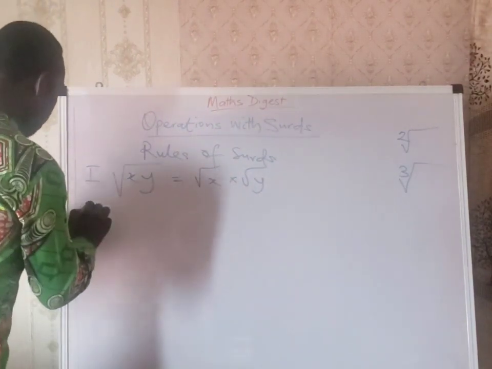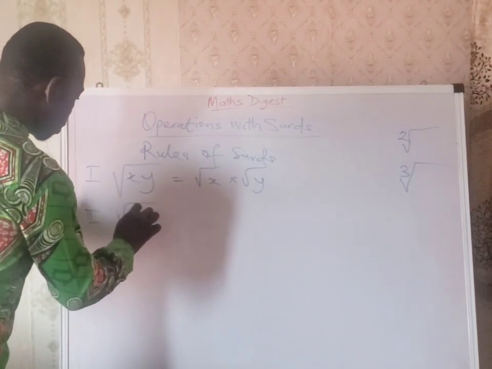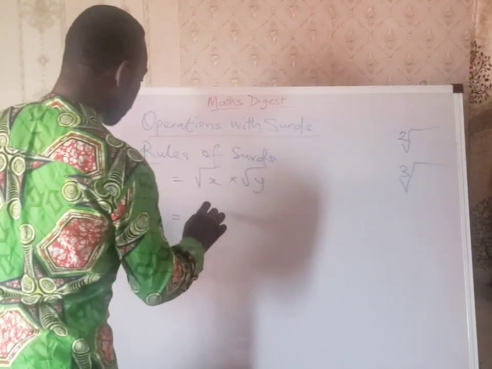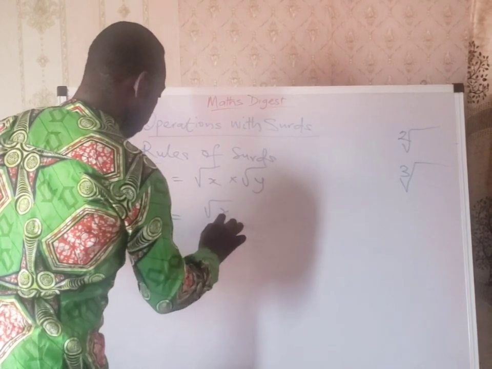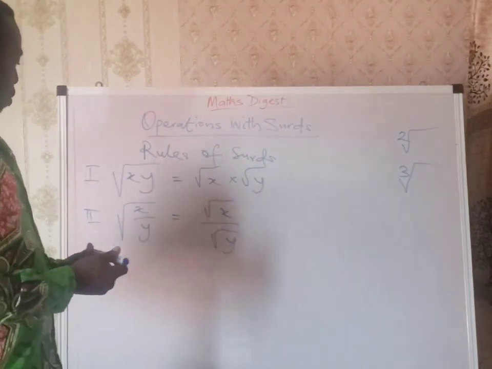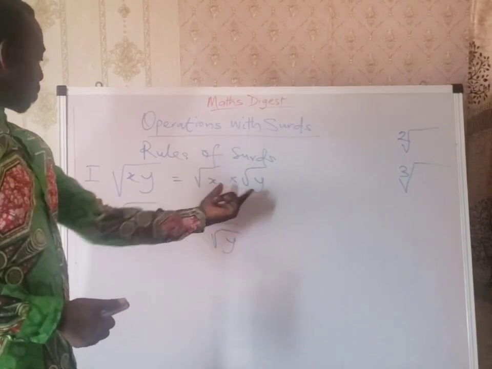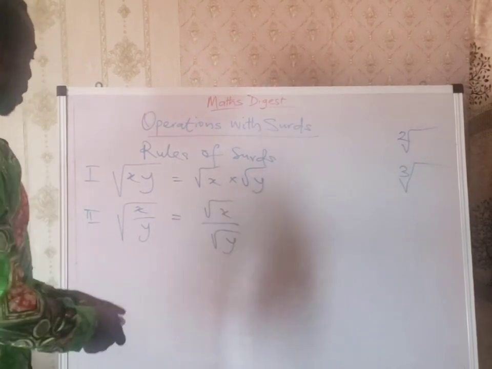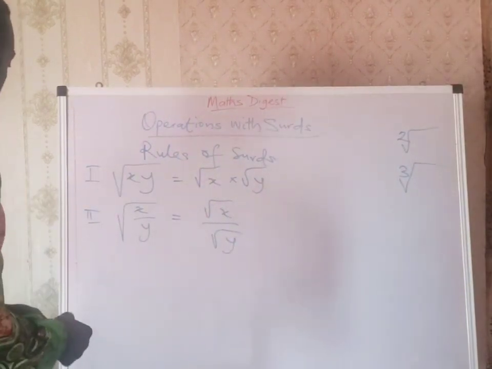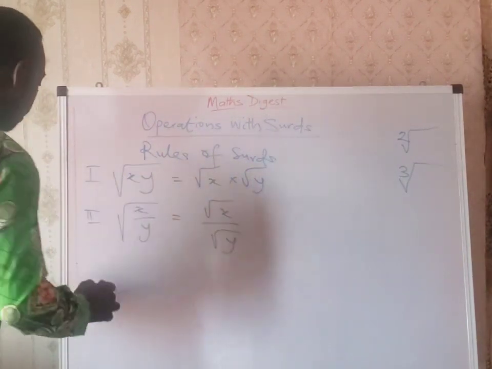Now, the second rule is the division rule, you may have x over y, in roots. This can be said to be root x over root y. Now, when you look at these two, you see that you can express it either way. But when you talk about the addition rule, the addition rule is an exception, along with the subtraction rule.